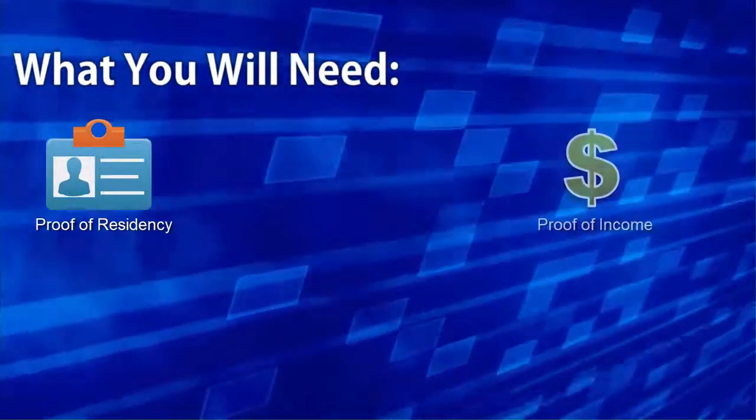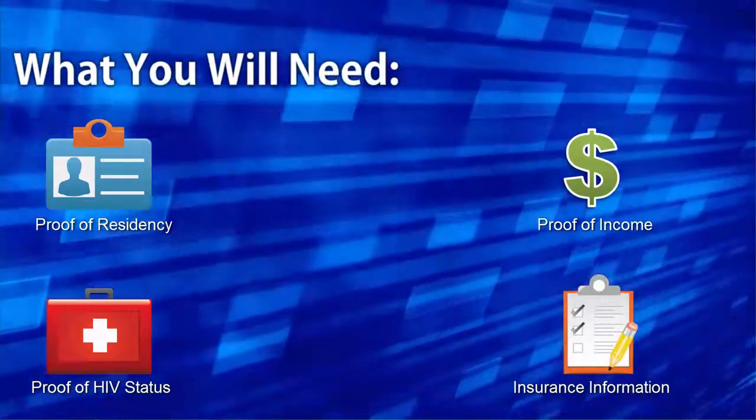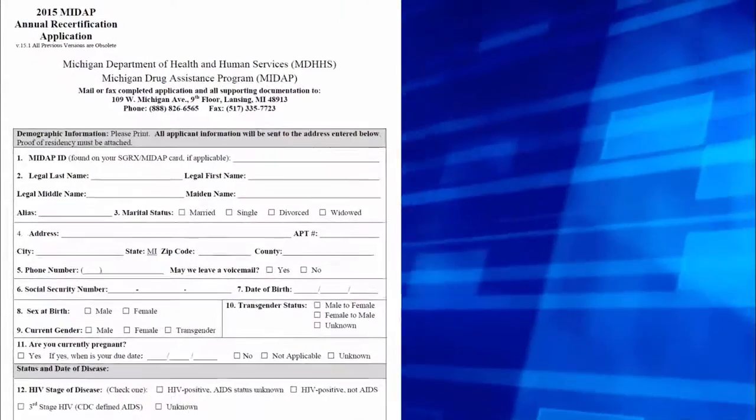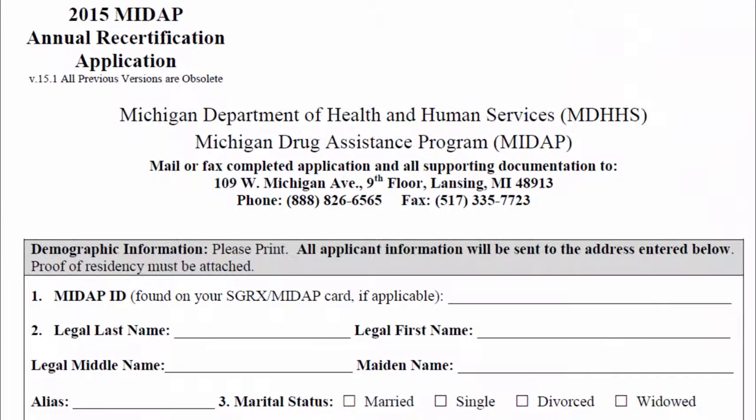Now you have all of the information you need to include when you submit your annual recertification for MiDAP. At this point, we're ready to walk through the application itself. When you are filling out the application, be sure to print as clearly as you can. The application begins with demographic information, which is information about you.